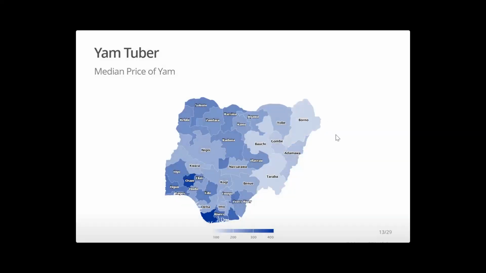Okay, so here we have the map of the country, and you have a color scale, blue in particular, from light blue to more like a navy blue or a very deep blue. What that implies is that a state with a light shade of blue depicts that the price of yam in that state is a bit low, as compared to a state with a deep blue color, which depicts that the price of yam in that state is a bit higher.